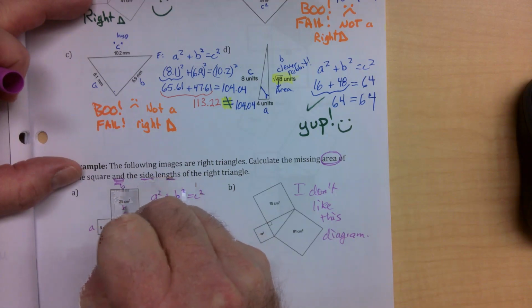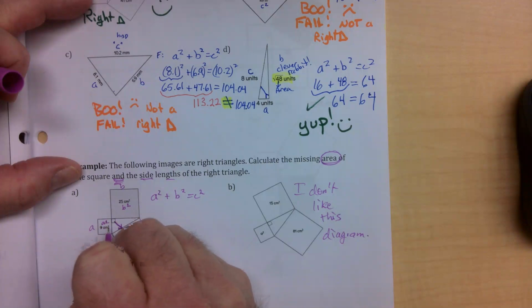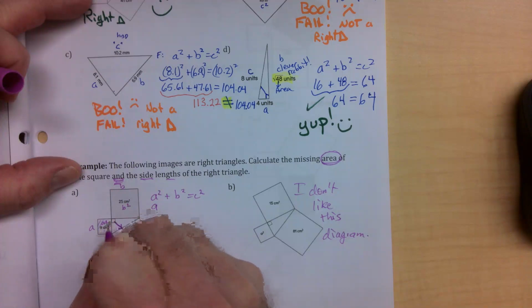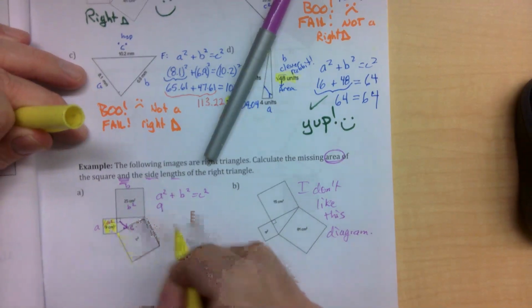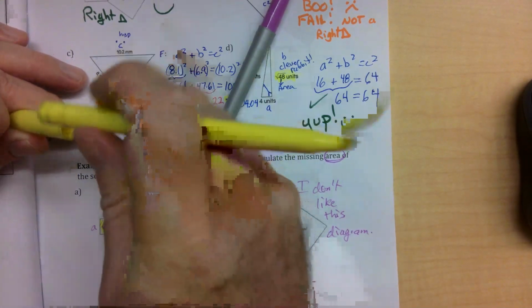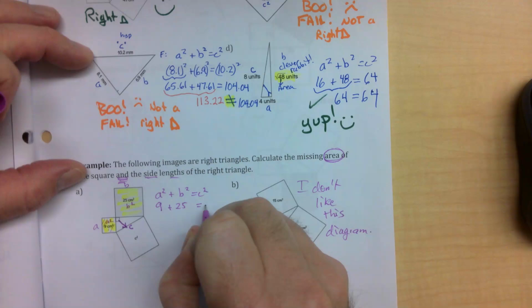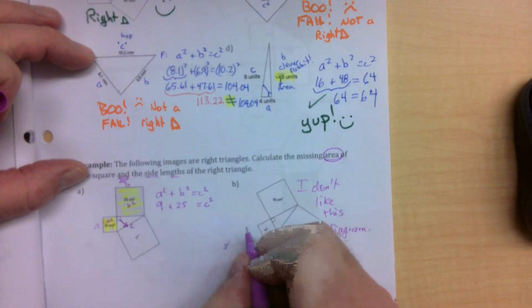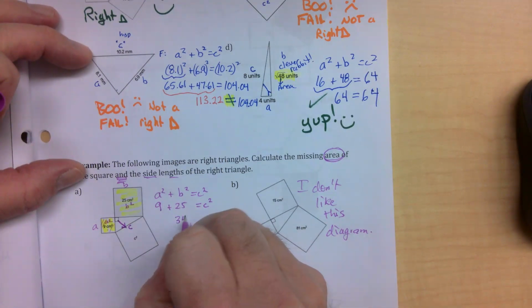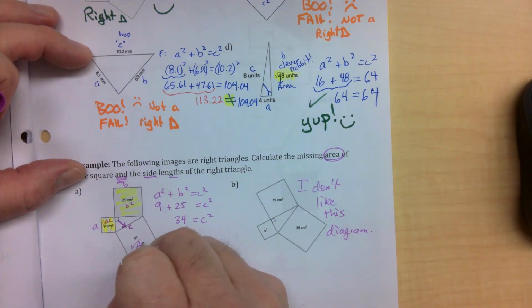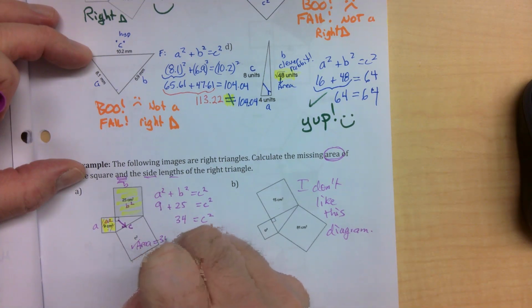So the area is B squared. The area is A squared. What is A squared? It's 9. The area here is 9. I should use a highlighter. The area here is 9. The area here is 25. So 9 plus 25 will equal C squared. 9 plus 25 is 34. So now I have solved for the missing area. This area is equal to 34.